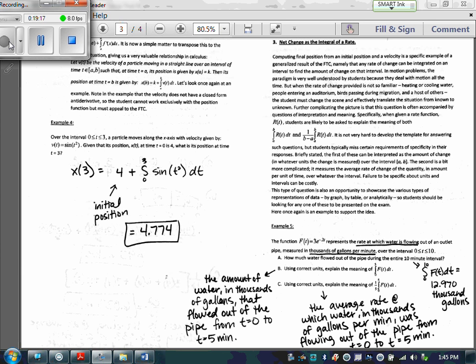It is not just the amount. It is not the average amount. It is the average rate at which water is flowing out in thousands of gallons per minute. Did you hear that? It is not the average amount. It is the average rate. Okay? Think about your units when you do that. This makes it a little bit easier. Okay? Questions on that one? That's a very commonly asked topic to interpret.